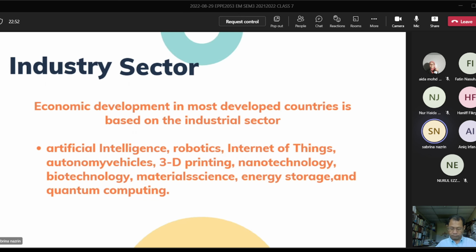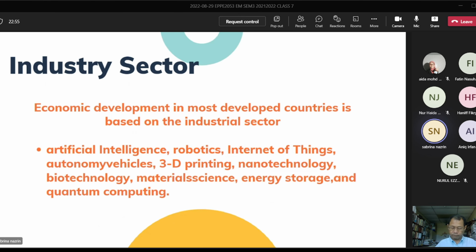Okay, the next slide is about the industry sector. Economic development in the most developed countries is based on the industrial sector, which includes artificial intelligence, robotics, Internet of Things, automotive vehicles, 3D printing, nanotechnology, biotechnology, material science, energy storage, and quantum computing.